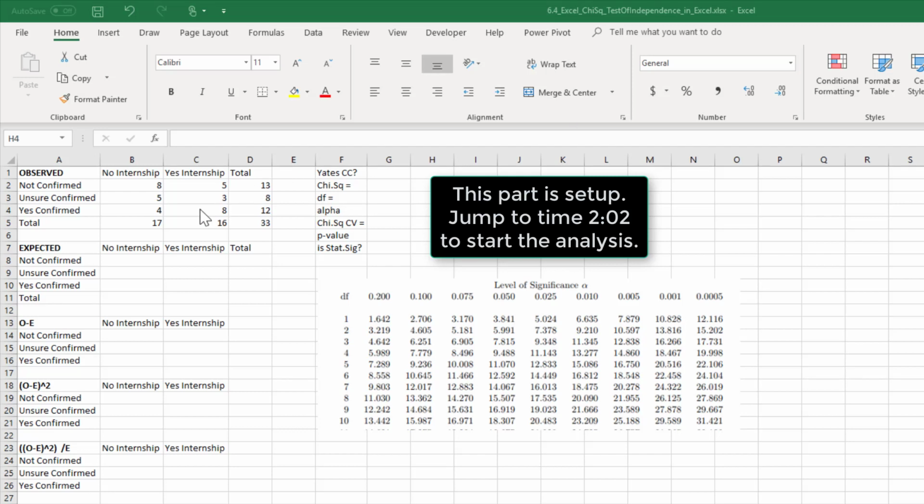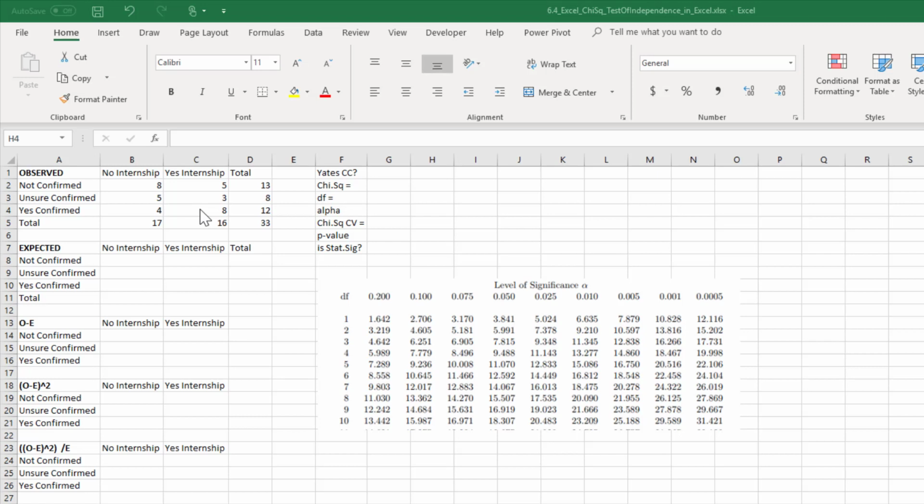Hey, welcome back. This is the chi-square test of independence walkthrough tutorial for how to do this in Excel. On the screen I have preloaded some of the example data we had from lecture slide 6.2, where we talked about student internships and if they helped a student confirm or not confirm if they wanted to work in that particular industry or not.